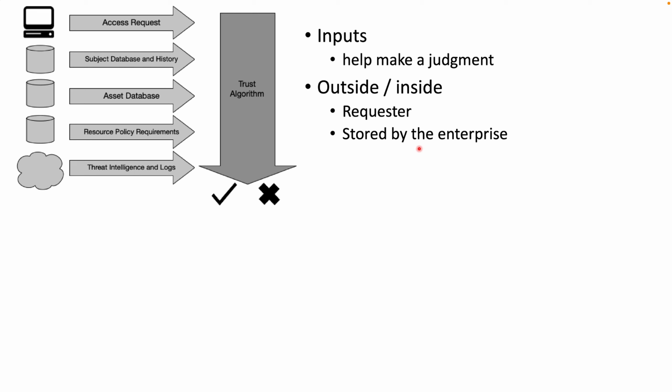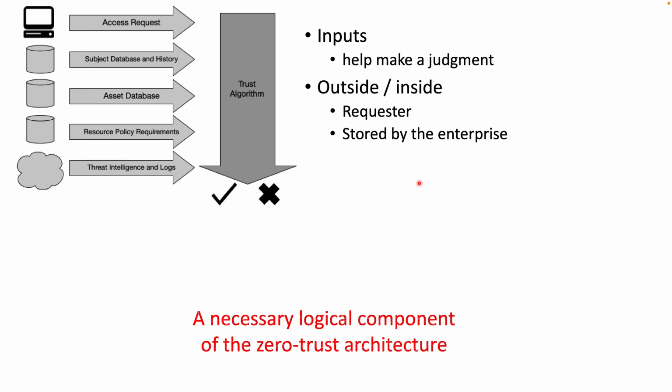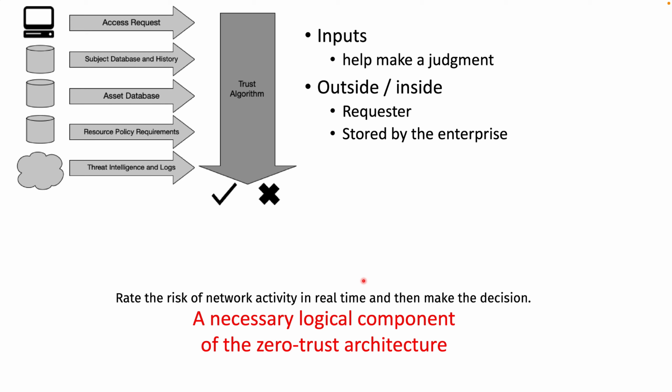And we say the trust algorithm is a core component of the policy engine, right? The policy engine is a core component of zero trust architecture. So actually the trust algorithm is a logical component of the zero trust architecture, and it's a necessary one. And the output of a trust algorithm is always binary. Either say yes to the subject or say no.